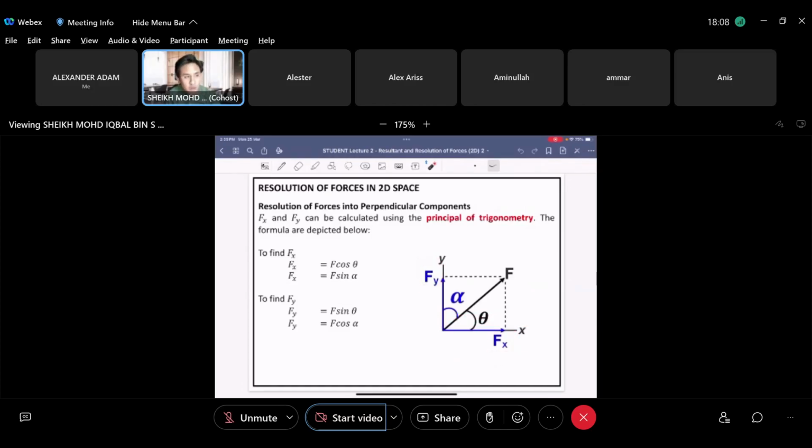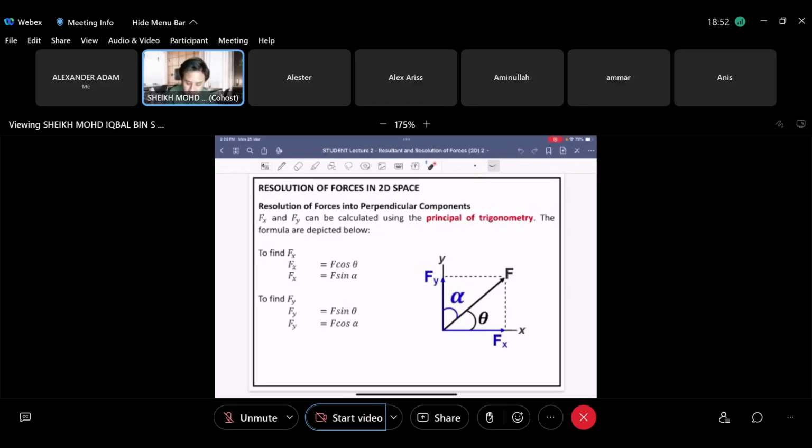So how do we solve it? It's just using cos theta and sine alpha. For example, if you want to find the magnitude of Fx here, you use cos theta. Why cos? Because cos is adjacent over hypotenuse. If you want to find the force in the Y direction here, using the angle here, it's F sine theta. If you're using alpha here, then obviously the function changes. So it depends on where you want to solve it and where you have the data.